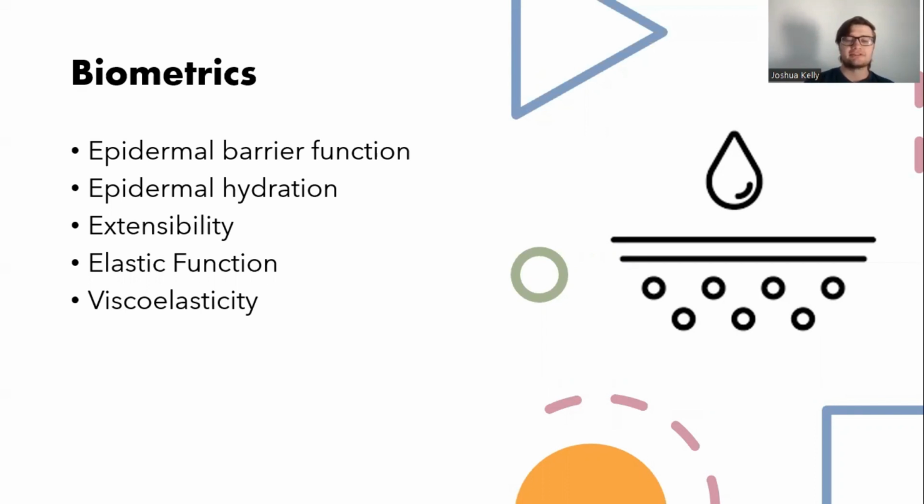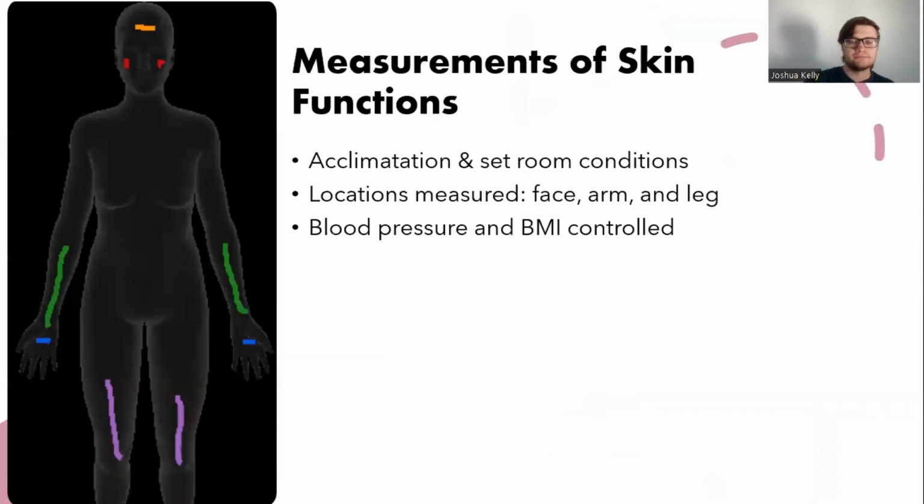After that, we looked at the elastic function, which is something most of us are familiar with, which is basically the ability of the skin to bounce back after being depressed. And finally, we looked at the viscoelasticity, which is the resistance to shearing forces. So that would be like when you rub your skin or when you give an insulin injection, and it's that ability to resist that stress.